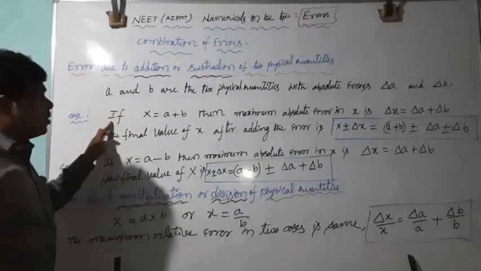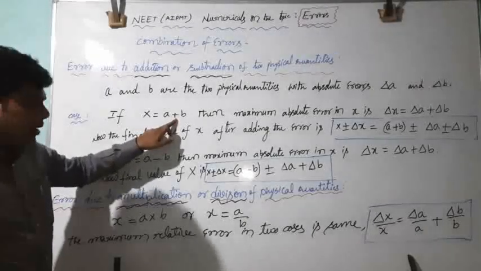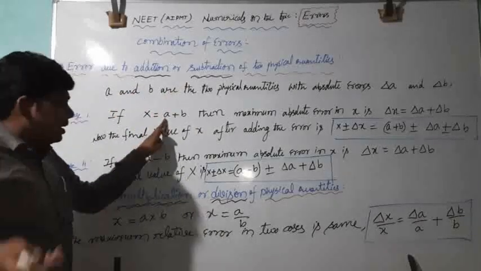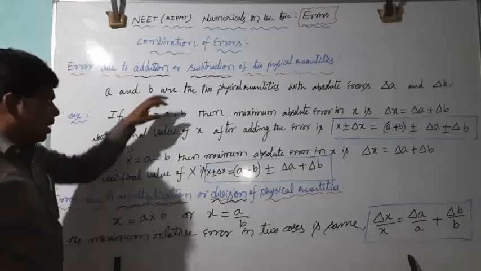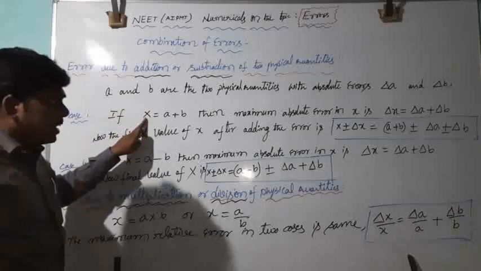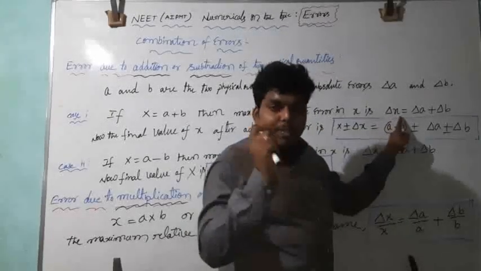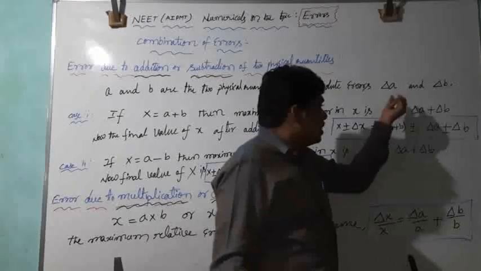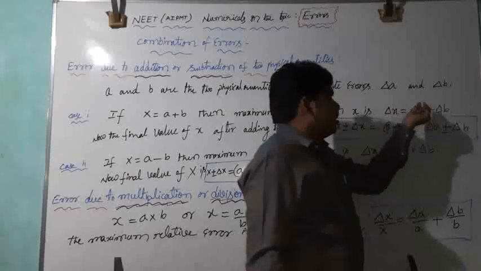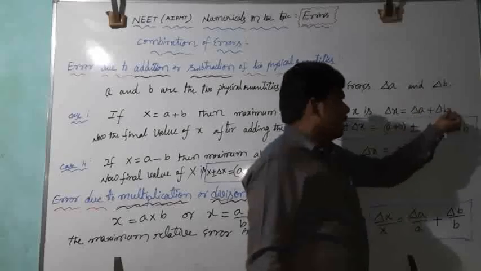Now, when the two quantities are added, we will get another quantity, that is nothing but x. Due to A, a certain error is there. Due to B also a certain error is there. Due to these two errors, we will get a certain error in x. That can be calculated. The error in x is given by delta x. The maximum possible absolute error in x is delta x. Delta x is nothing but delta A plus delta B, the sum of the absolute errors in A and B.